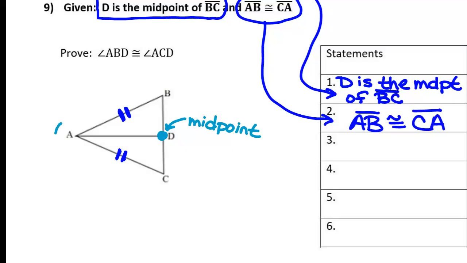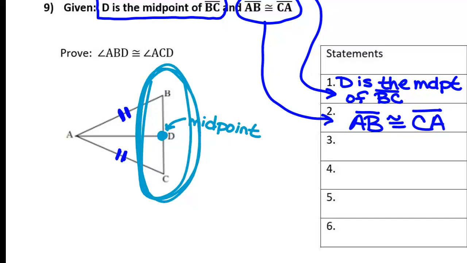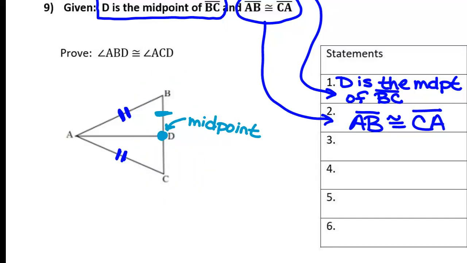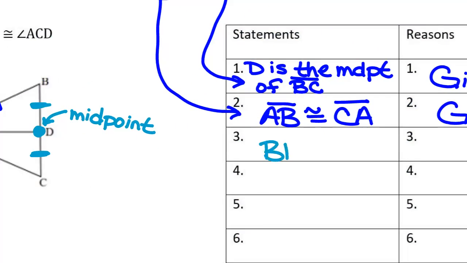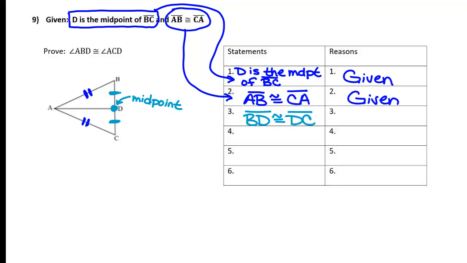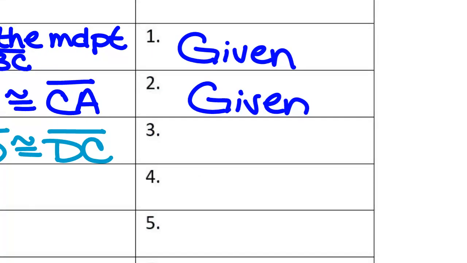D is in the middle. I don't know anything about A. D is the midpoint. What does that mean about this? Yep. BD and DC would have to be congruent. Why are we allowed to say that? What was it that tipped us off that those two segments were congruent? We were told about a midpoint, right? So why can I say this? Midpoint theorem, yes.